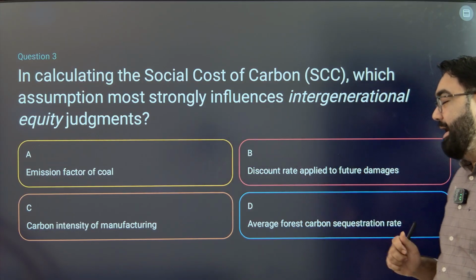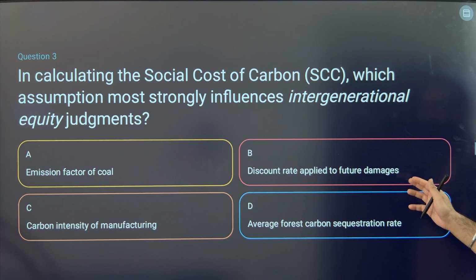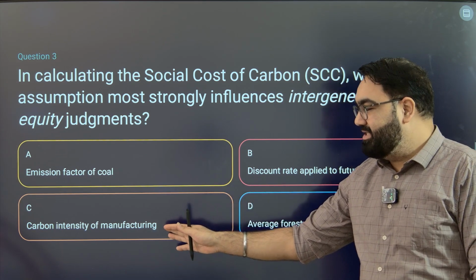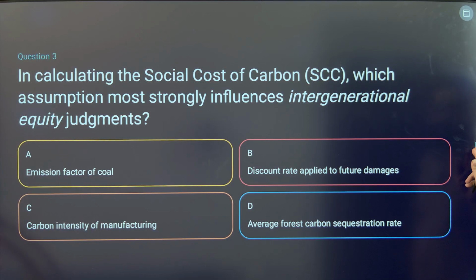First, emission factor of coal. Second, discount rate applied to future damages. Third, carbon intensity of manufacturing. Or fourth, average forest carbon sequestration rate.